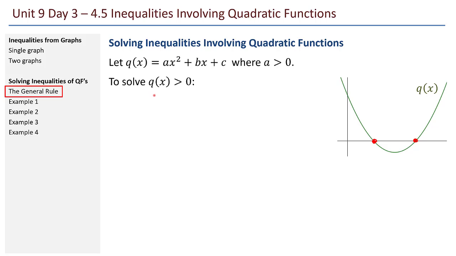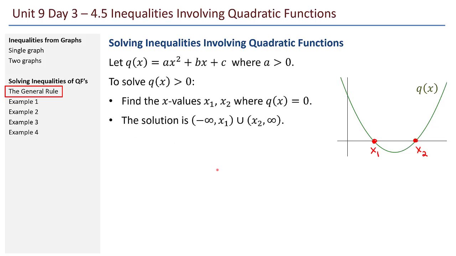Here's how we would solve q of x is greater than 0. First, I find the x values, x1 and x2, where q of x equals 0. That's the point of intersection. Then, the solution to the inequality is negative infinity up to x1, union x2 up to positive infinity. Those are the x values where my quadratic is greater than 0, where the parabola lies above the x-axis.